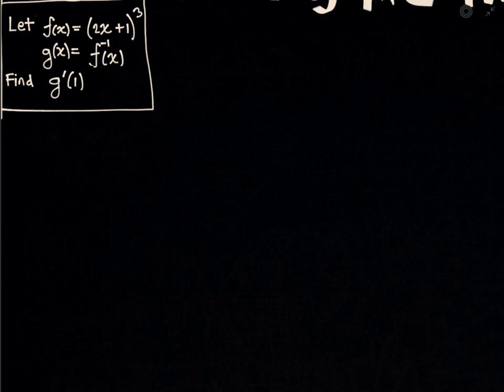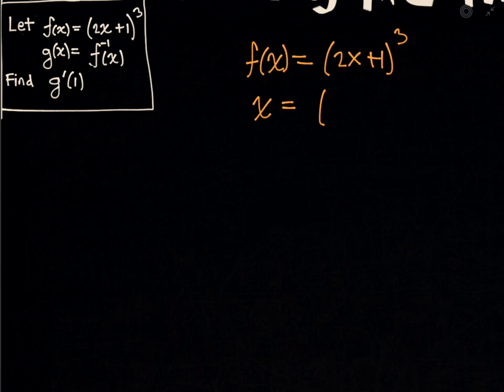All right, so we know f of x equals (2x plus 1) cubed. Well, you find the inverse by switching them. So we can say x equals (2 f of x plus 1) cubed.